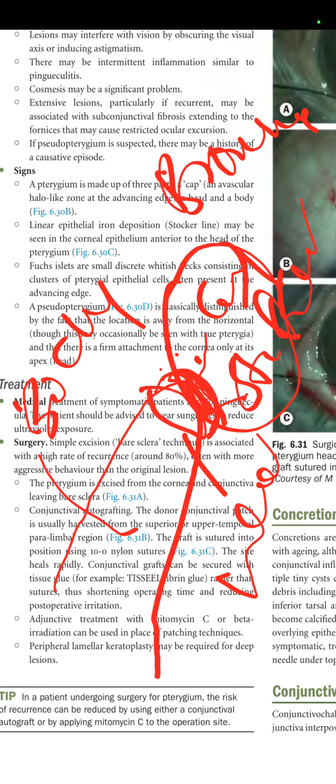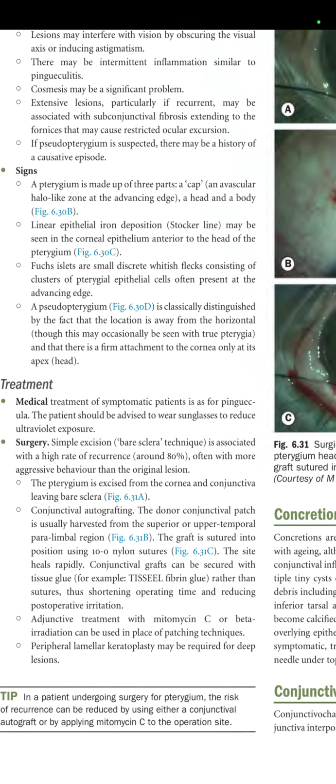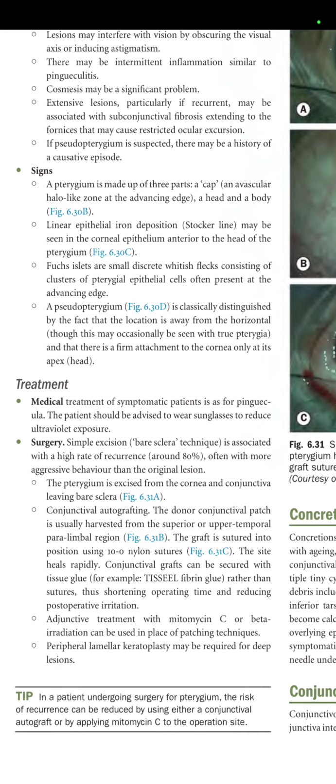And the Fuchs islets are basically the small whitish flecks that are often present in the case of an advancing pterygium. So if those kinds of flecks are present, you know that the pterygium is progressing and it is a progressive pterygium. So how will you treat?